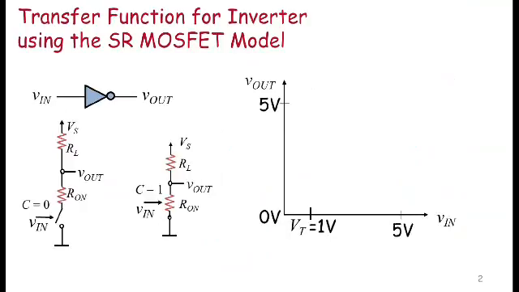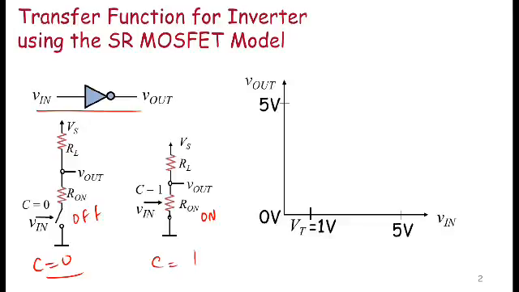I can now plot the transfer function for the inverter using the more accurate SR model for the MOSFET. I've shown you all of these things before, so I won't redraw them. I show you the inverter up here, then the sub-circuit for the inverter when C is 0, and the sub-circuit when C is a 1. When C is a 0, the switch is in its off state, and when the input is a 1, the MOSFET is in its on state, and the second circuit applies.